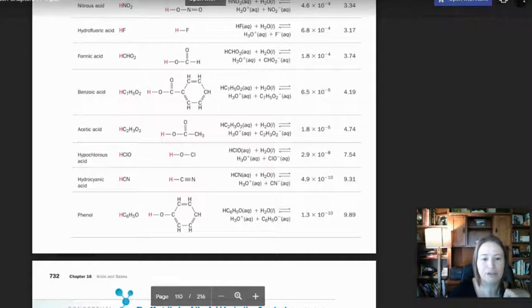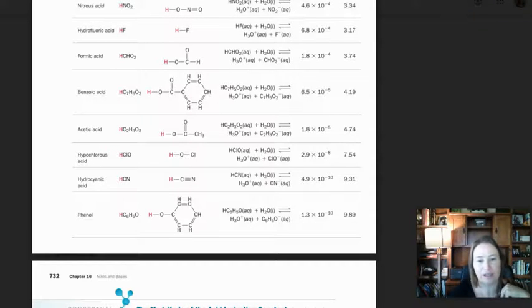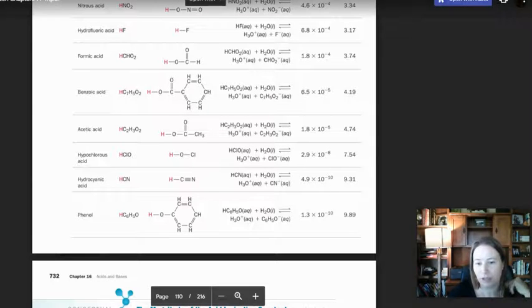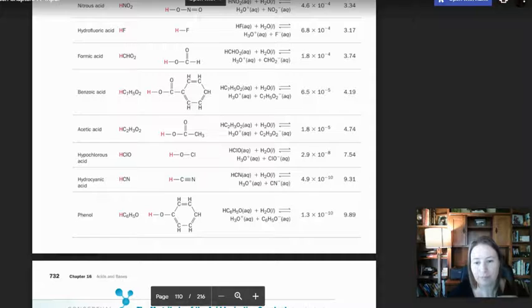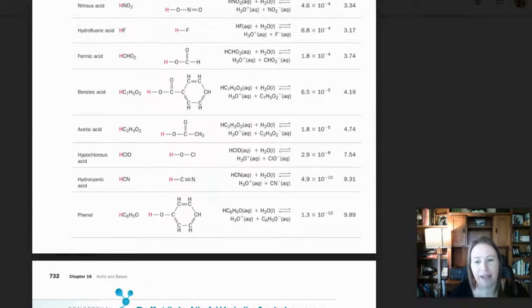Way down here, phenol, for example, is a benzene ring with an OH attached to it. So phenol, a phenyl group with an OH, an alcohol, has a Ka of 1.3 times 10 to the negative 10th power. That's less than a billionth of them separating. So this is a very, very weak acid.